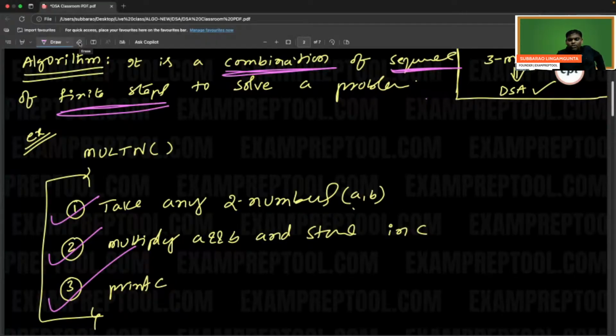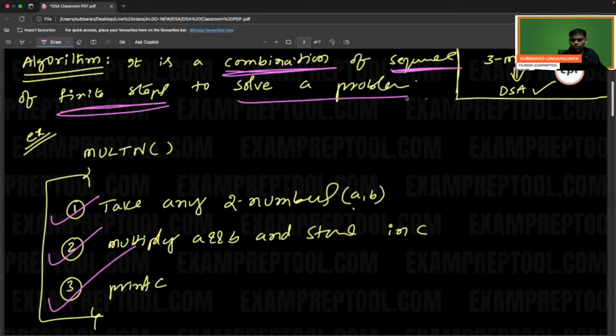Okay, anyhow, I started the definition. It is a combination of a sequence of finite steps to solve a problem. I gave the definition, and I gave one example also. Can we see the example one time? Only 3 steps are there. So finite steps, and most probably everything is important. Combination of, and most probably order is also important. So an algorithm is a combination of a sequence of finite steps. Finally, it should solve a problem.